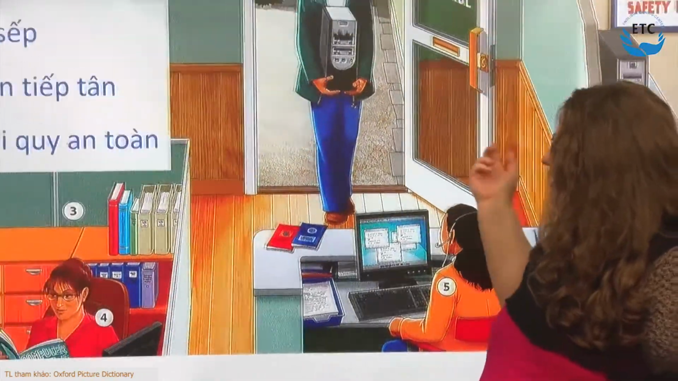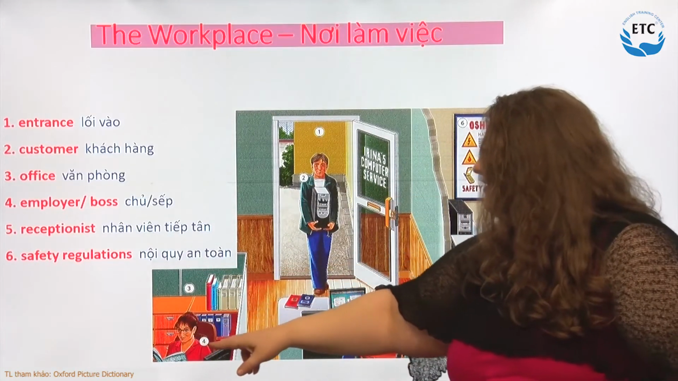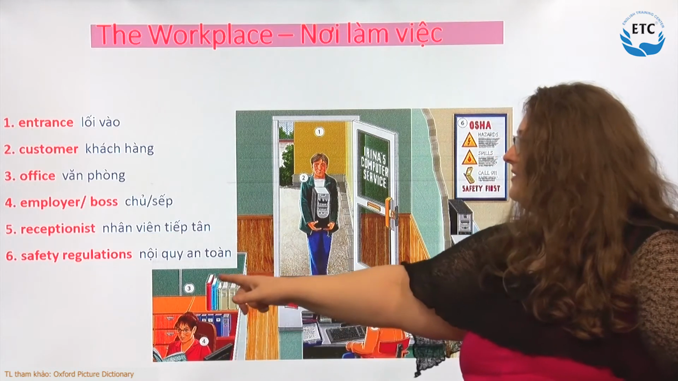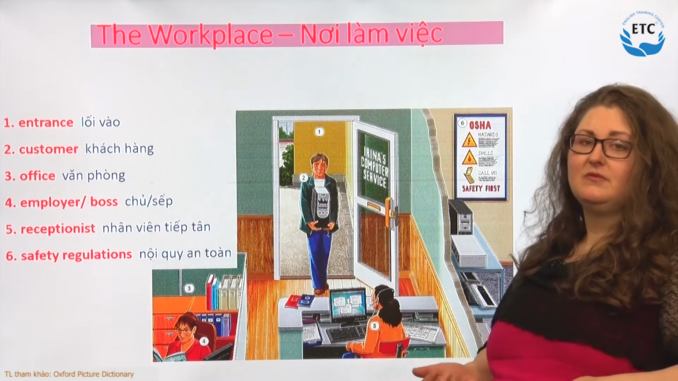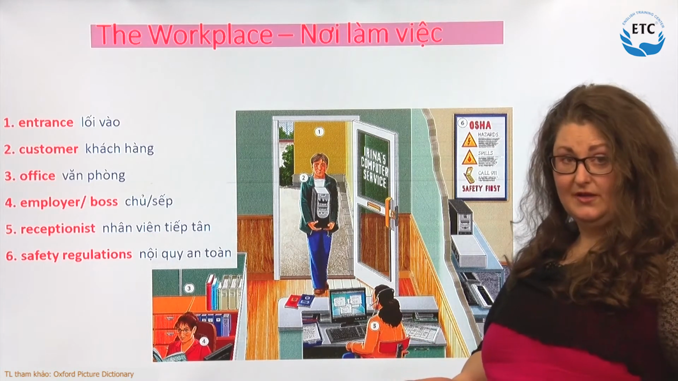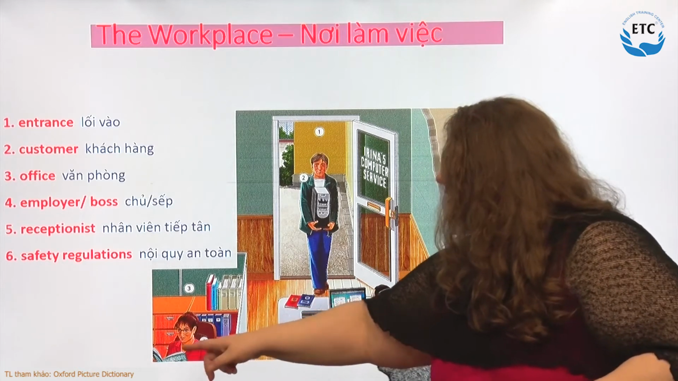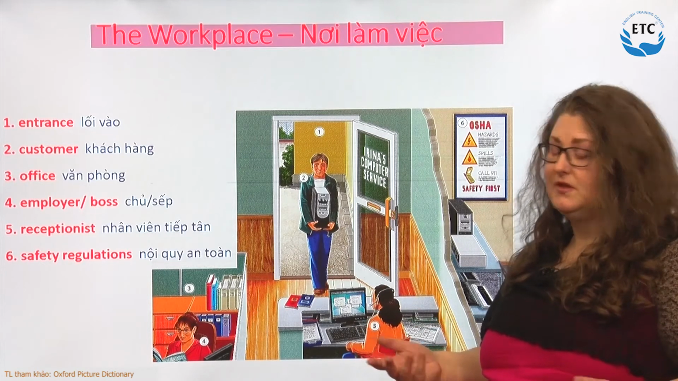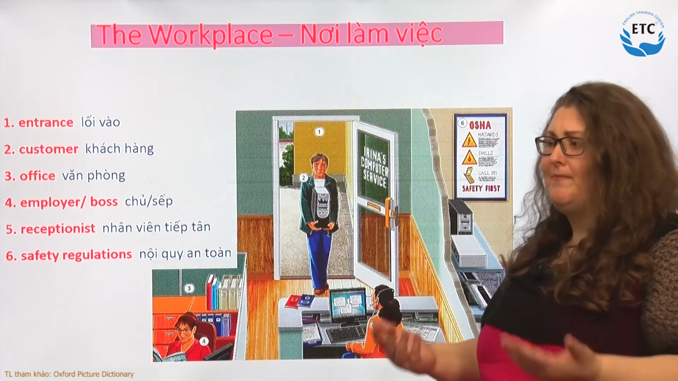So here we have a different space, right? This is the woman's office, right? And who is she? We're not sure. Maybe she's the employer or the boss. Maybe she's another colleague. But what we're seeing here is that she is reading a book about something. It could be she's reading a book about safety regulations. It could be a lot of different things. It could be a work order. It could be a memo.